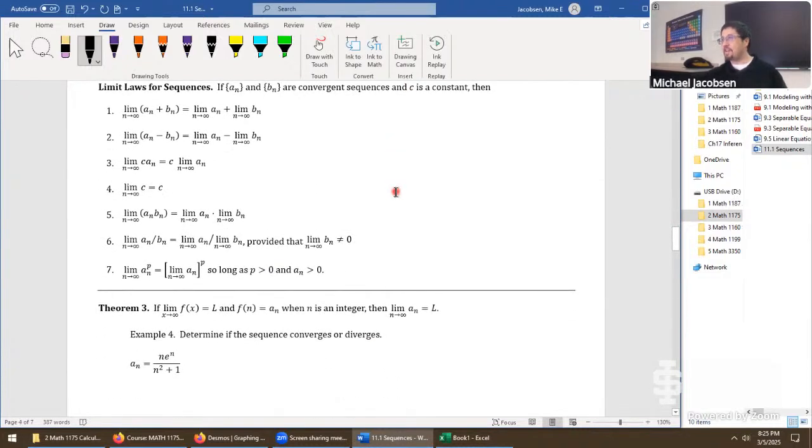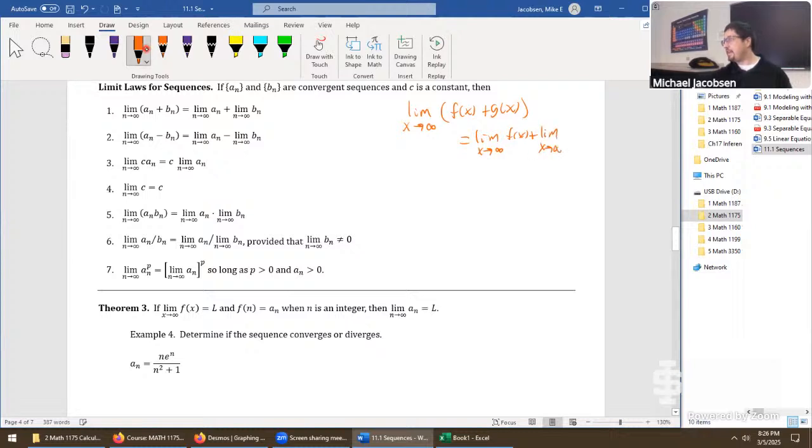And all of these limit laws, you could compare back in Calculus 1, no different than saying limit as x goes to infinity of f of x plus g of x equals limit as x goes to infinity of f of x plus limit as x goes to infinity of g of x. So that's our first limit law from Calculus 1.